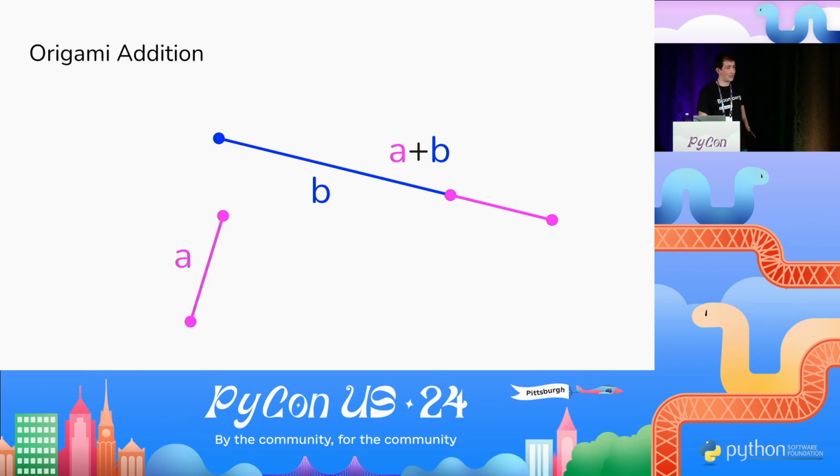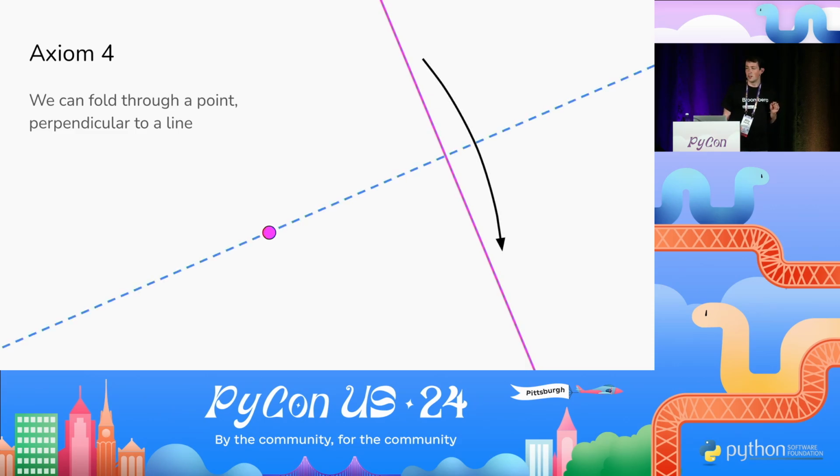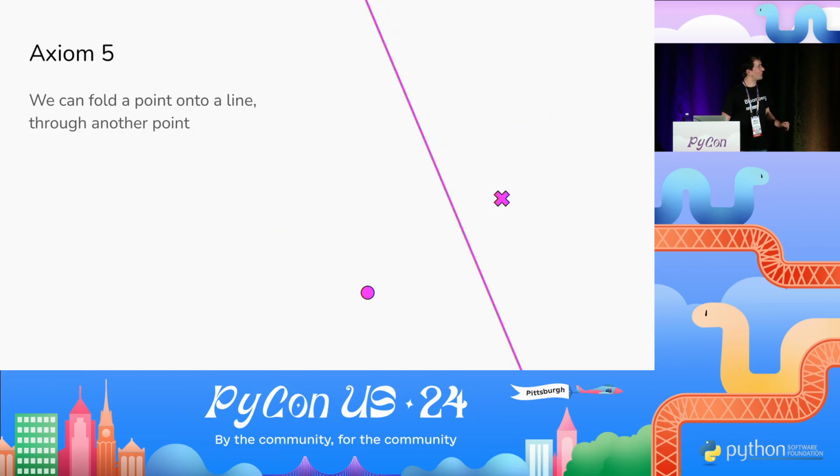But there's more. There are more folds we can use. Axiom 4 says we can fold through a point such that the fold is perpendicular to another line, like this. And you might say, hold on, perpendicular folds, where did that come from? Why are we just allowed to do that? The way this works is that we just simply align the line with itself on the other side of the fold. This is something that's done quite often in origami models. It's allowed.